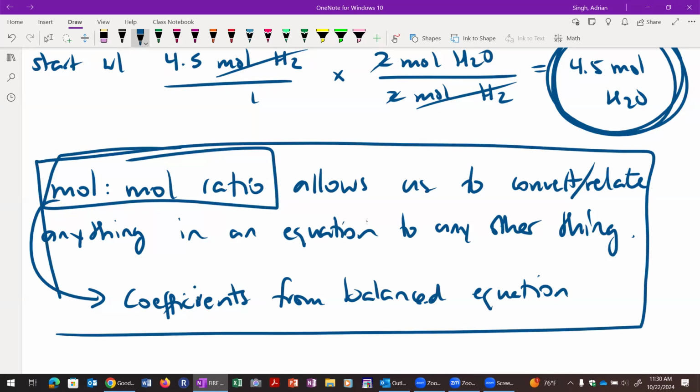So when we look at the next section, we'll see how we can add another layer to this, because generally in the laboratory, you don't measure things out in moles. You measure things out in grams or milliliters or even other units. How do we get to moles in the first place to be able to use our balanced equation? That's what we'll take a look at next.